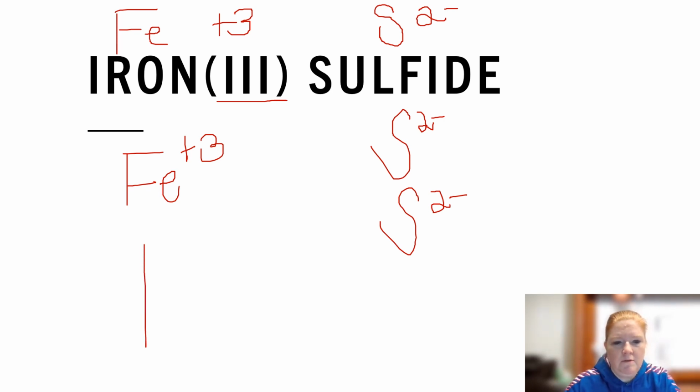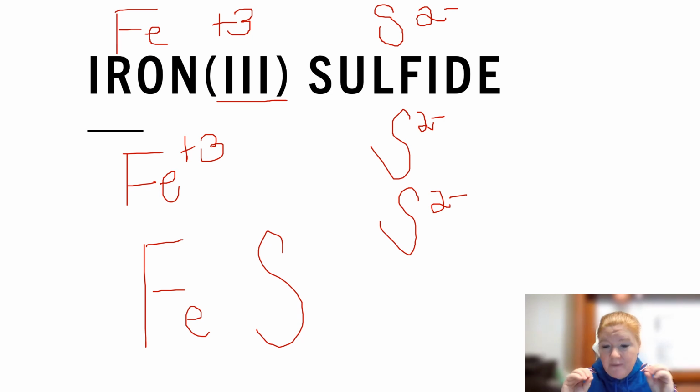So now I'm going to write the formula. I write Fe and I write S. Now I don't want to write the charges. I want to write how many I needed. How many Fe's do I need to make this ionic compound equal 0 with the charges? I needed 2 Fe's and 3 sulfides. All right, there we go. Let's look at the next one.